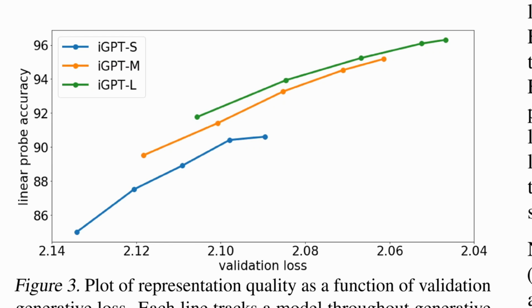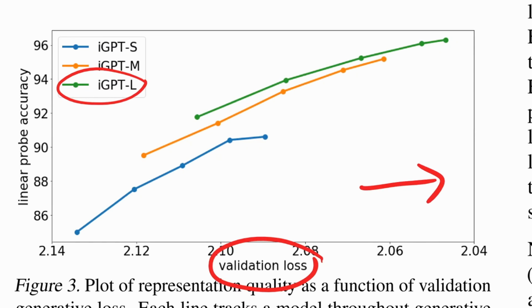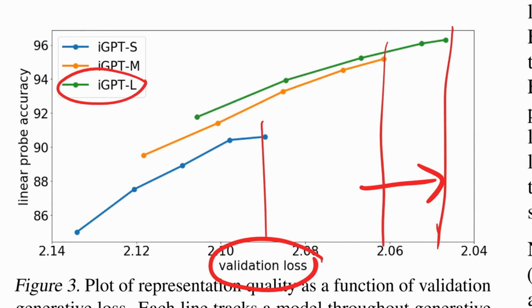What's interesting right here is that you can see the larger models reach a lower validation loss. So here is the validation loss. If you train them, these checkpoints here are always after the same amount of steps. The larger models do reach a lower validation loss right here, as you can see. So this is the large, this is the medium, this is the small.